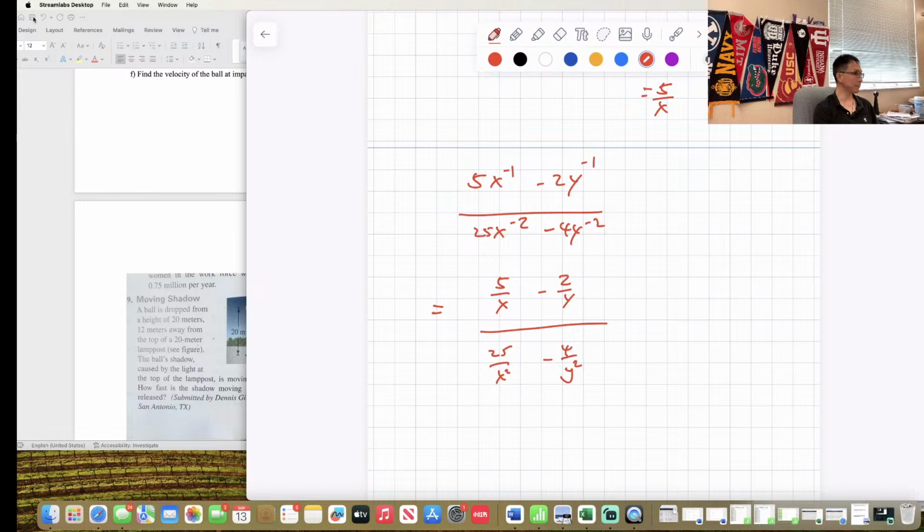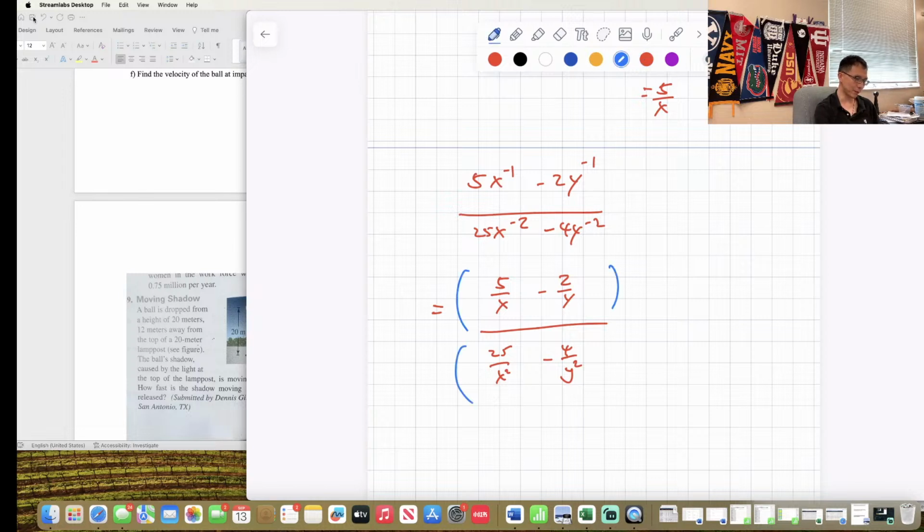Do you guys do that? It's okay? Do you guys know what to do next? How do I simplify this? For where? For the top, right? Or for the bottom, or both? Both. Good. So remember, this is order of operations, right?